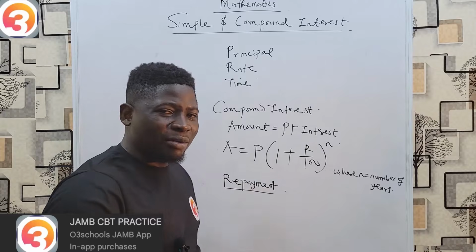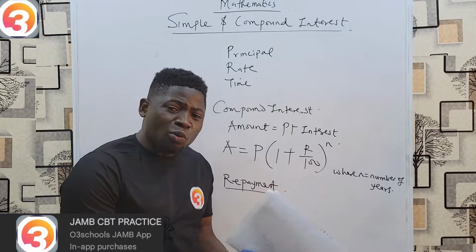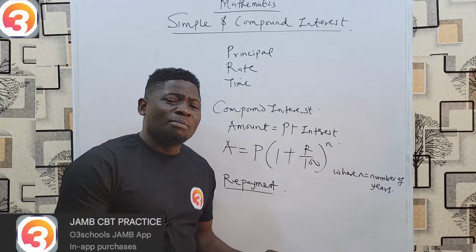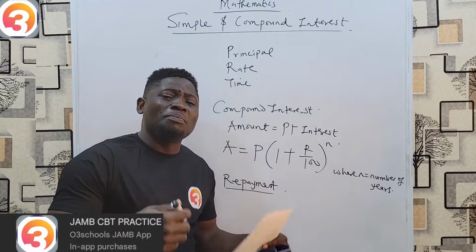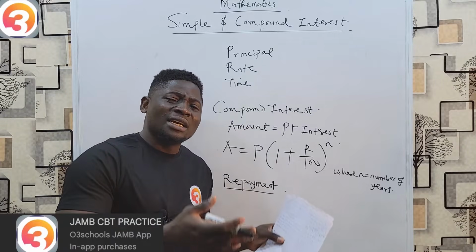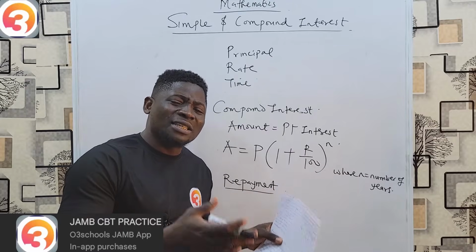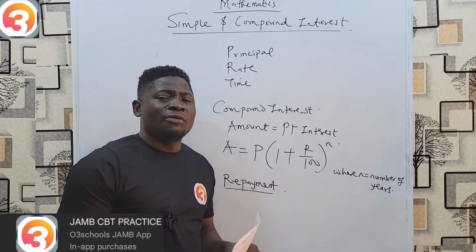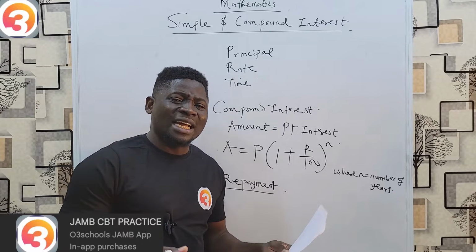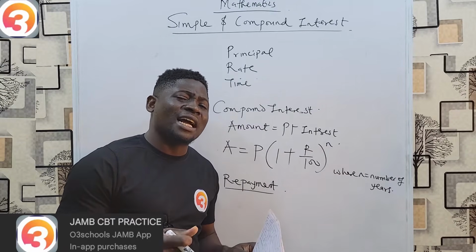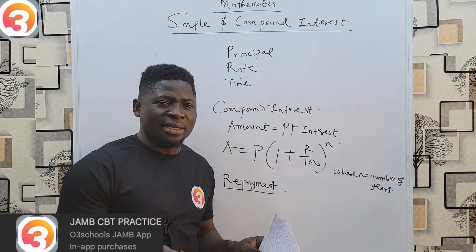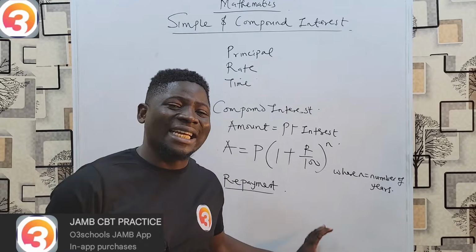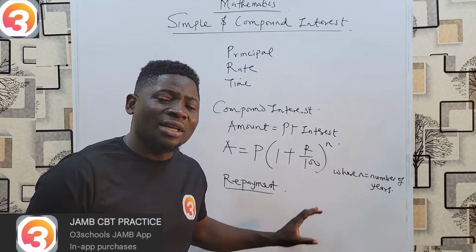Repayment is the amount that the borrower is able to pay, so according to his ability. But we usually calculate repayment after we have calculated simple and compound interest. We have known the amount, then we now deduct the repayment from the amount to know the exact amount that will be left to be paid. So we calculate repayment after we have calculated amount in simple interest and compound interest.